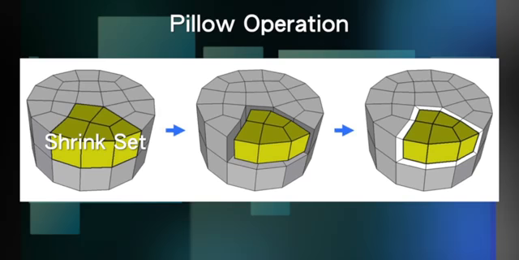The pillowing operation consists of shrinking the elements in the shrink set away from its neighbors, as shown in the middle figure, and then forming a layer of hexes, or pillow, between the shrink set hexes and its neighbors. Here's a simple 2D example to illustrate.